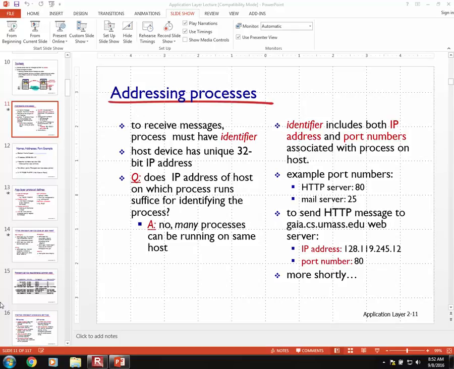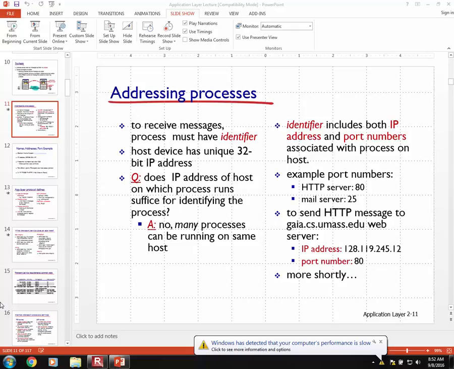Of course, I'm talking about IPv4. We are going to talk about IPv6 later on in a future lecture. But for now, each host has a unique IP address that's 32 bits long. However, since you can have multiple processes running on that host that have to communicate, supporting different types of applications, we have to have more than just the IP address to make distinctions in our communications.